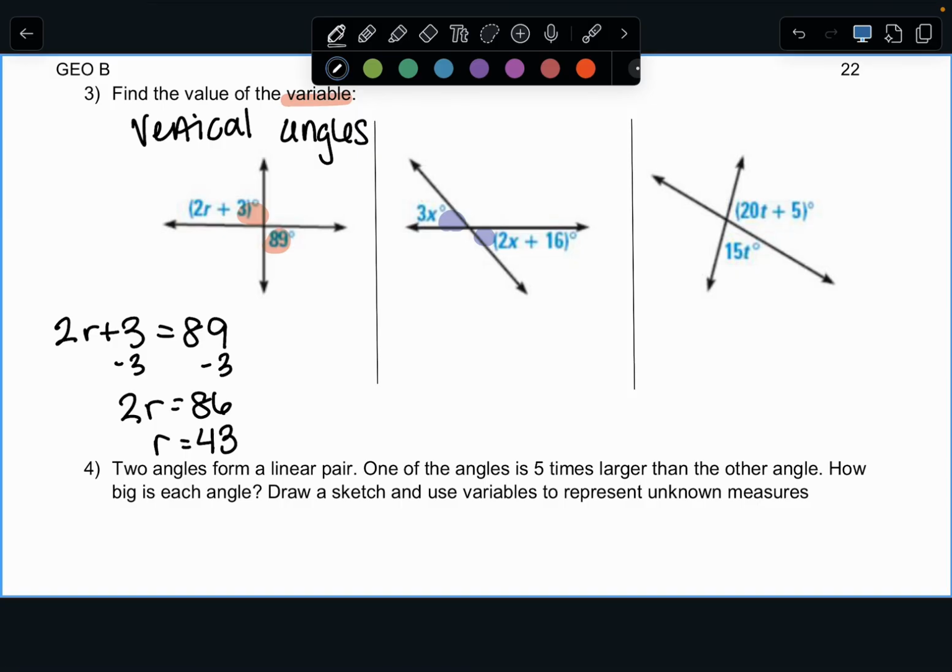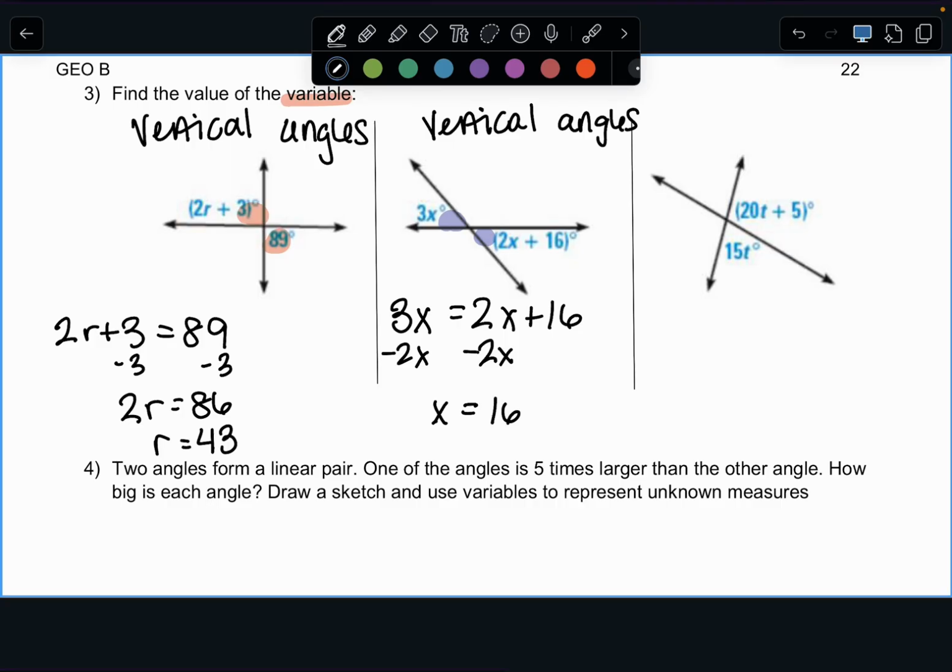And for vertical angles, we can set them equal to each other. So we're going to do the exact same thing as the last example. We're going to set each angle measure equal. So vertical angles, you are setting two things equal to each other. And then we solve for x. We can subtract 2x from both sides, and we get x equals 16.